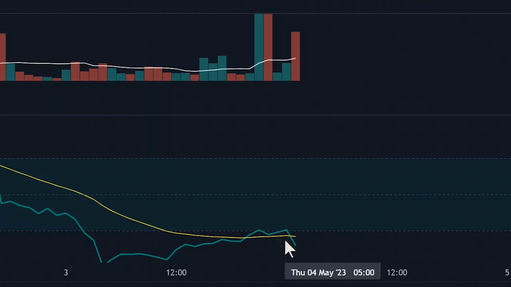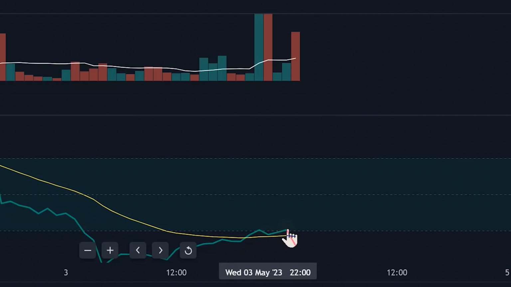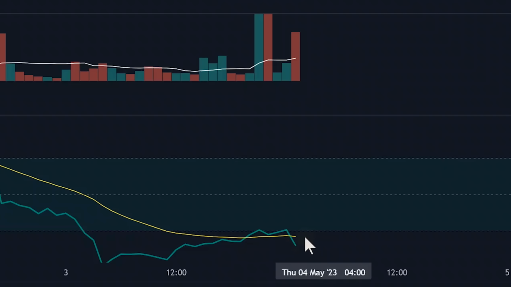So first, the relative trend index line, this green line right here, should cross below this yellow moving average, and this crossover needs to happen inside the oversold zone. So basically below this horizontal line that's at the 20 level. Having the relative trend index below the 20 level indicates that the market is in a strong bearish momentum.